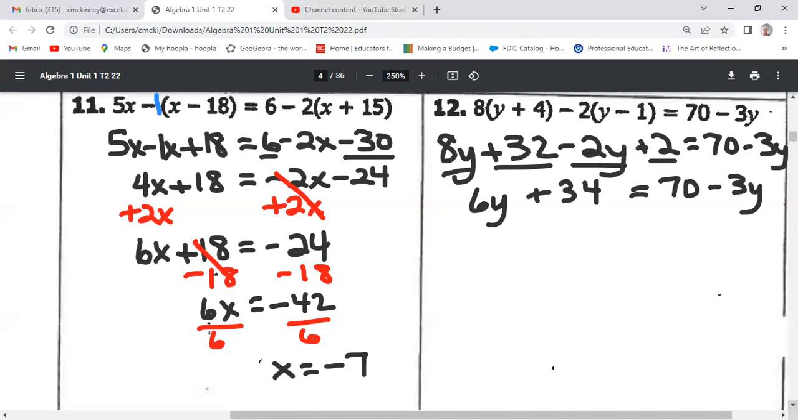Now I'm going to get my y's on the same side. And as it's turned out, it's been very convenient to always move them to the left. They don't have to go to the left. They could go to the right, but just know if you do put them on the right, then you need to make sure you move your constant to the left. So in this case, I'm going to get rid of -3y by adding 3y.